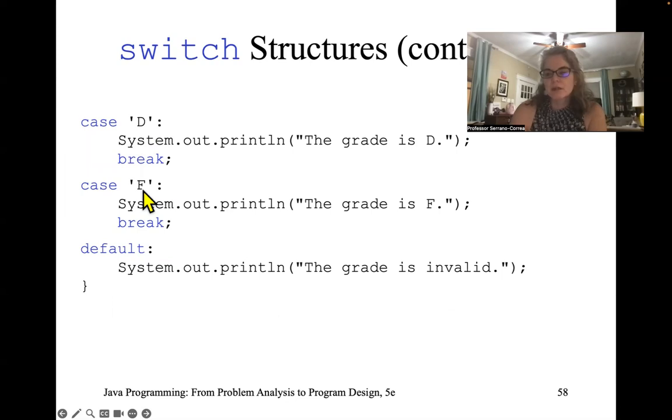Let's say that you entered the letter E, and E is not one of the options, then it goes to this default statement, and it says the grade is invalid. So you enter something invalid. So this is the switch statement. I love the switch statement.